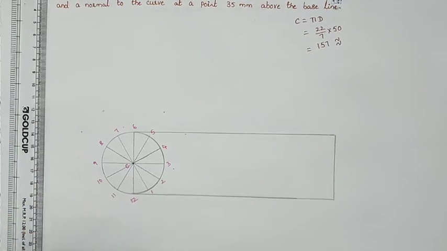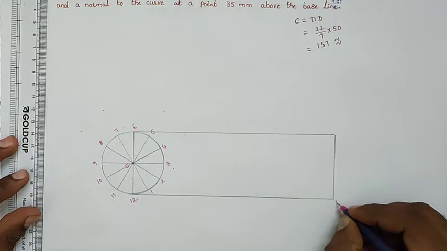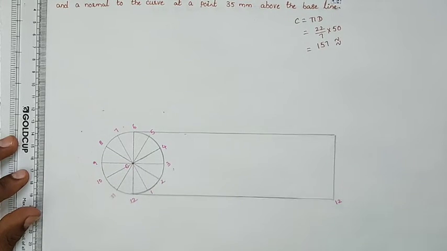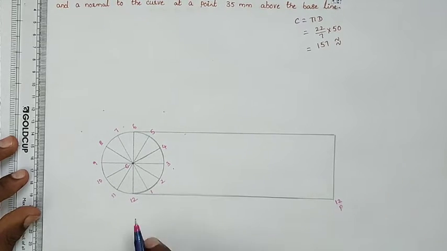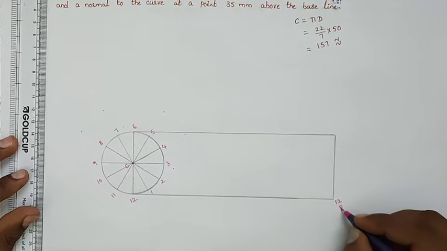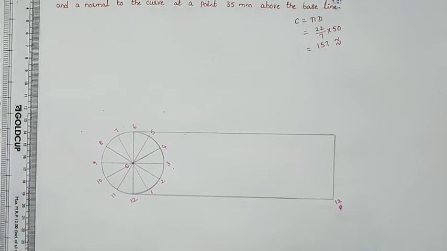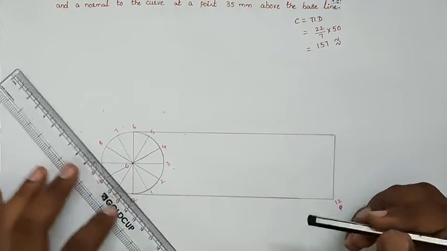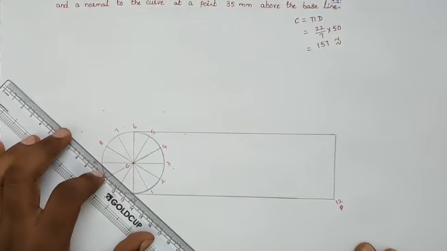Now I am taking this one as 12, and here also 12, or this point I am taking as P. So 12P is nothing but the circumference of the circle. Now divide this base line. This line is the fixed straight line of the cycloid. We can call it the base line, or the directing line, or the generating line.